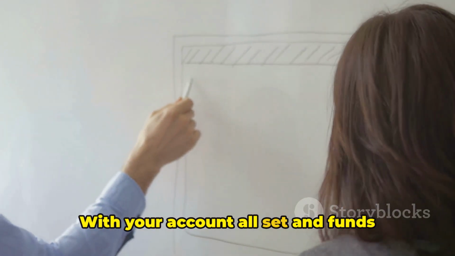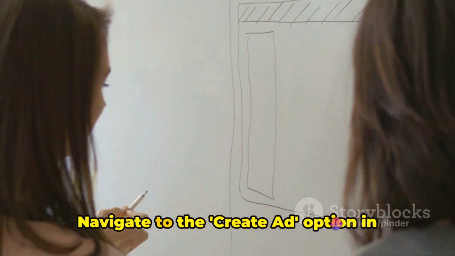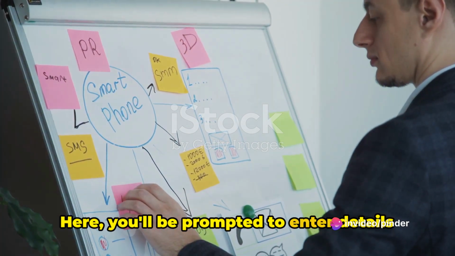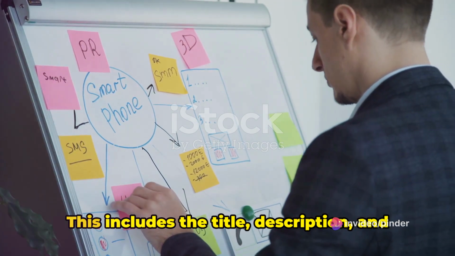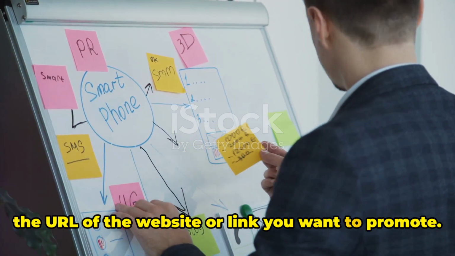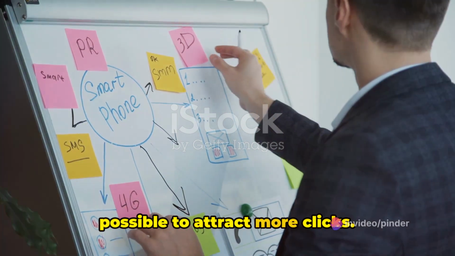With your account all set and funds ready, it's time to create your ad campaign. Navigate to the Create Ad option in your dashboard. Here, you'll be prompted to enter details about your ad. This includes the title, description, and the URL of the website or link you want to promote. Be sure to make your ad as appealing as possible to attract more clicks.